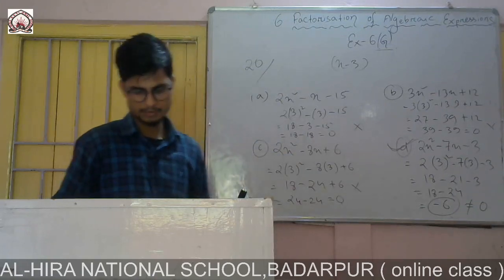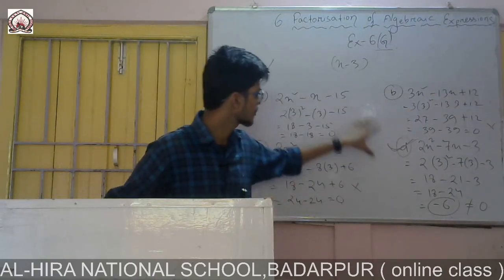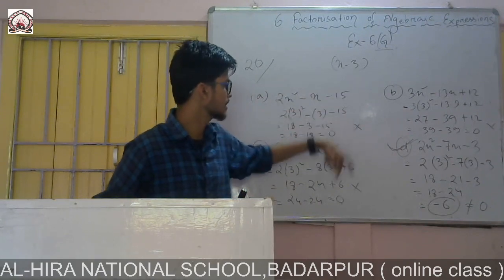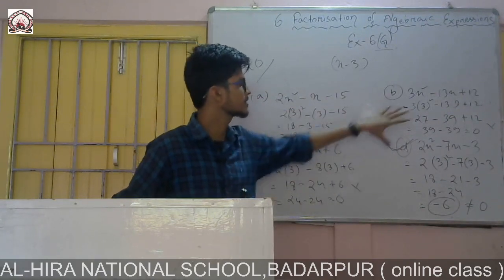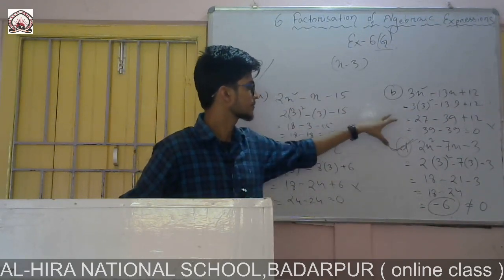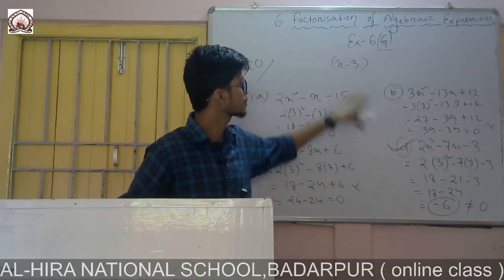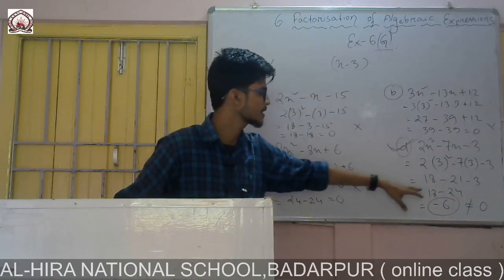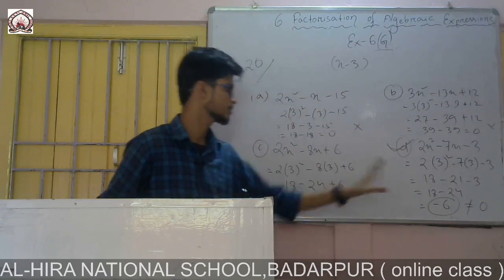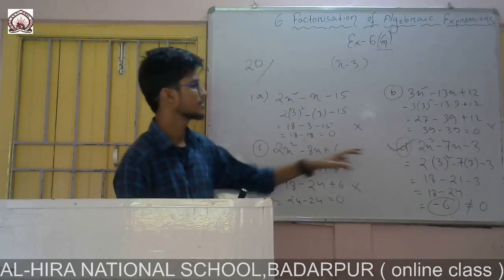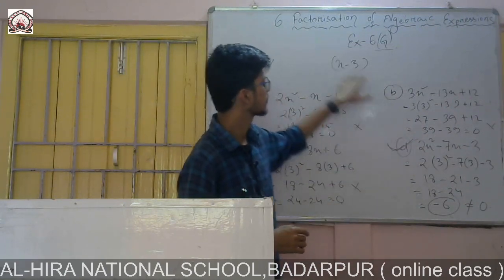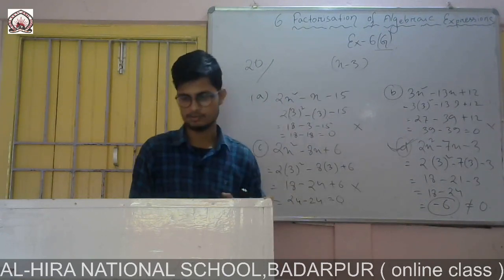X minus 3 is not a factor of this term, because if I put the value of x equal to 3 in the other terms, the answer came 0. That means these have the factor x minus 3, but only in this case the answer came other than 0, which is not equal to 0. So this expression doesn't have the factor x minus 3.